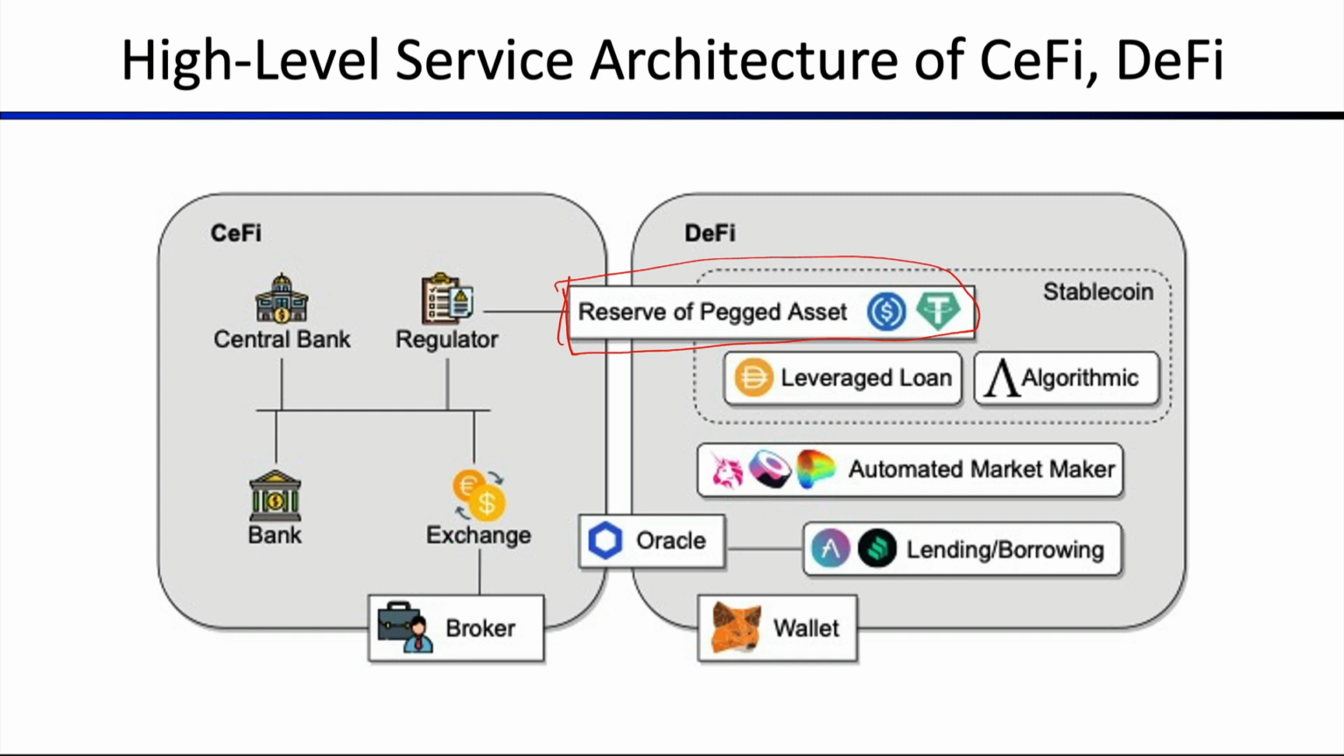And then these assets naturally flow into leveraged loans, they flow into automated market makers, they flow into lending and borrowing, and the lending and borrowing platforms must use oracles to understand their price settings. So this is really already quite an intertwined ecosystem.